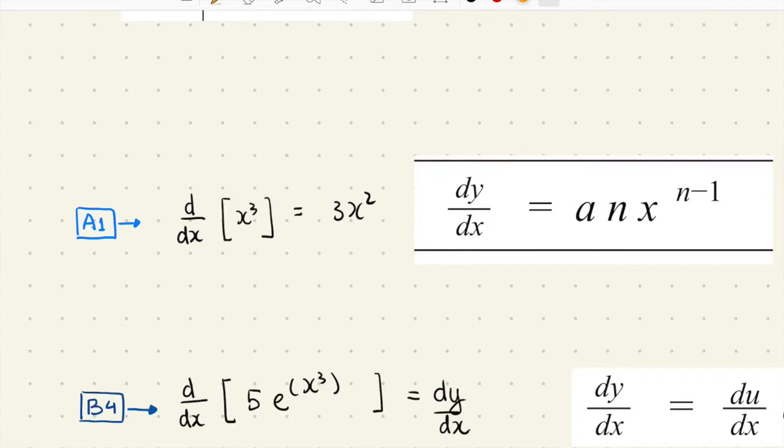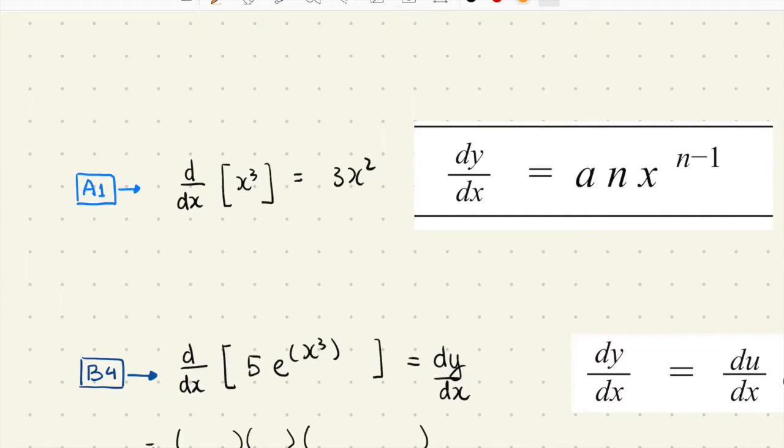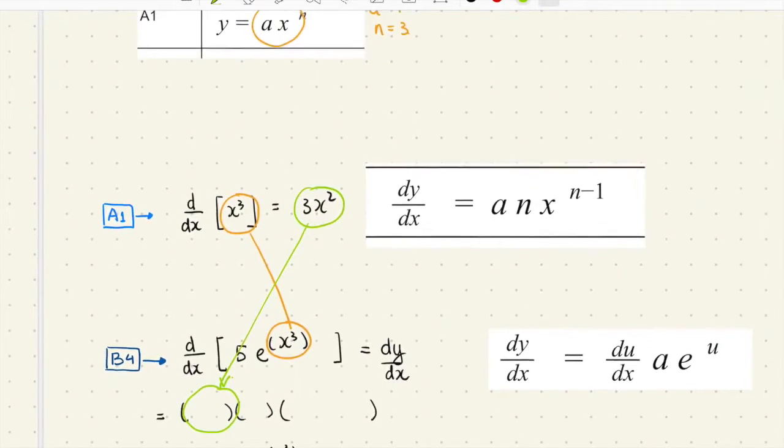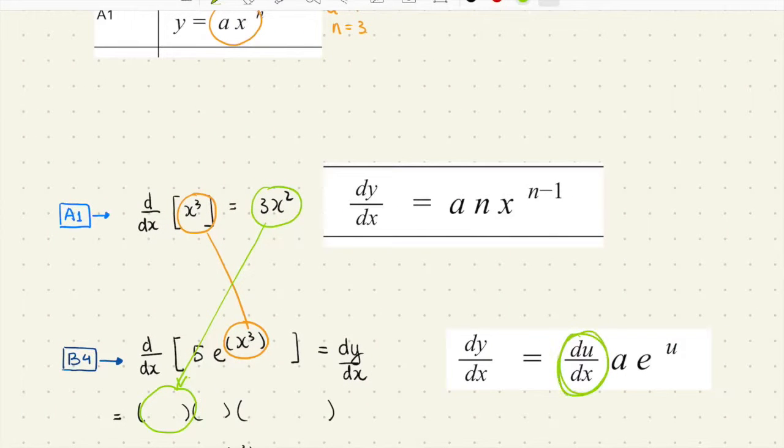Next, we use formula B4. d/dx of 5e power x cubed, and x cubed is u, which means du dx is 3x squared and we apply this into the formula, because according to the formula we have du dx here. This du dx is 3x squared. A equals 5. U is x cubed.